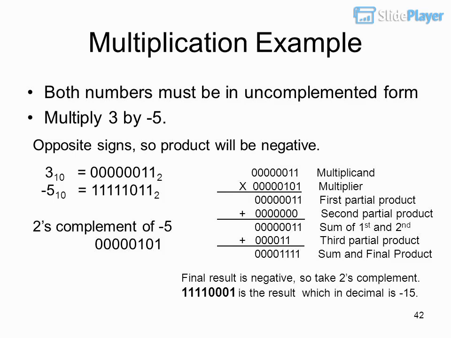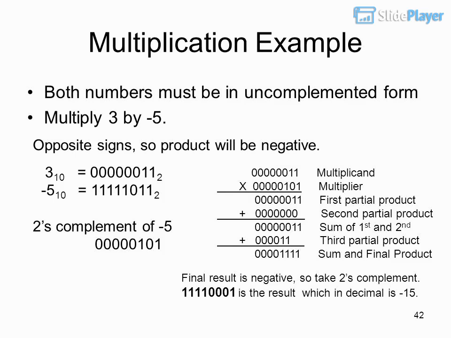Multiplicand 00000011, multiplier 00000101. First partial product 00000011 plus second partial product 00000000, sum of first and second plus 00000011 third partial product, 00001111 sum and final product.